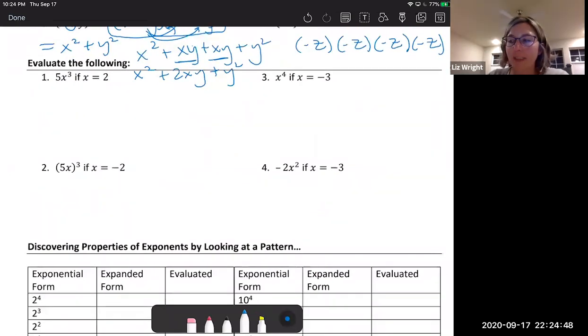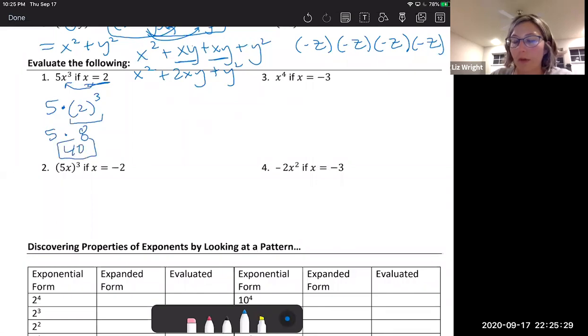All right, so the next one says evaluate the following. Evaluate means that we're taking whatever they gave us for x and plugging it in for that x, and we're evaluating that expression for when x actually equals 2. So we're going to take 5 times, and I normally put parentheses around it, and then I put my exponent on the outside. Follow your order of operations. So what's going to come first? It should be your exponents. So 2 times 2 times 2 is going to give us 8. And then 5 times 8 is going to give us 40 for that one.